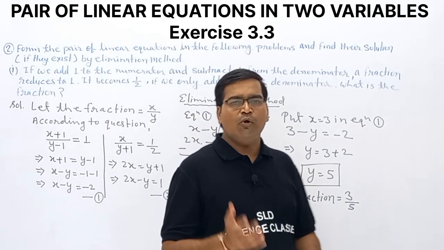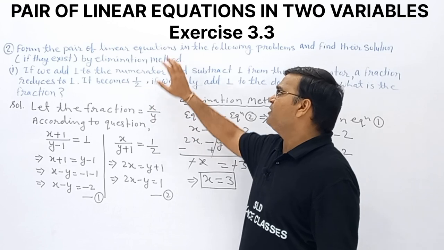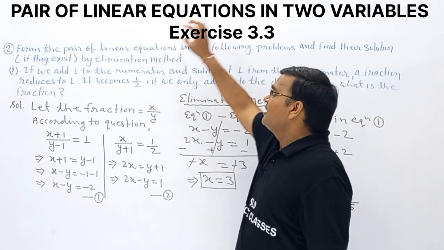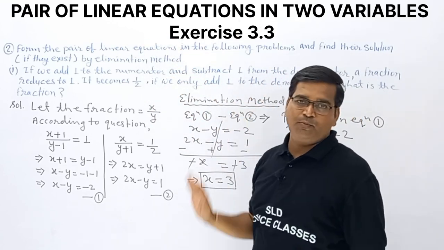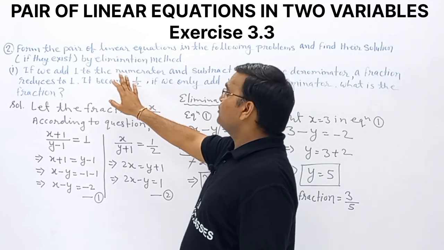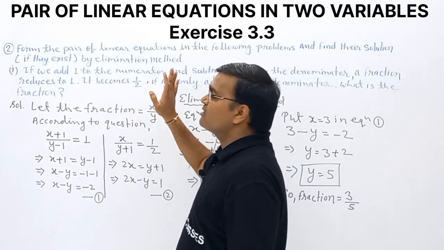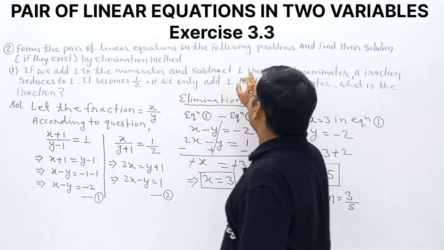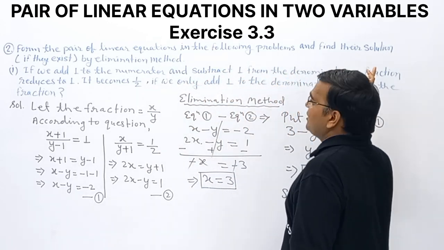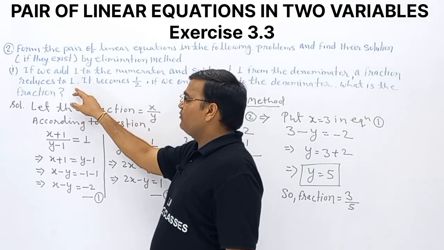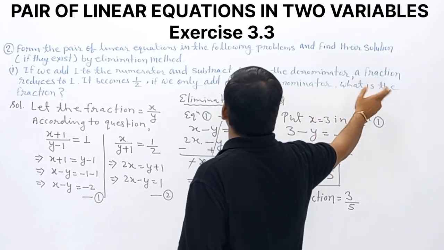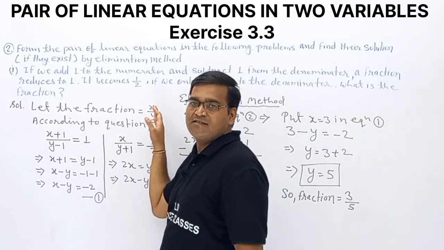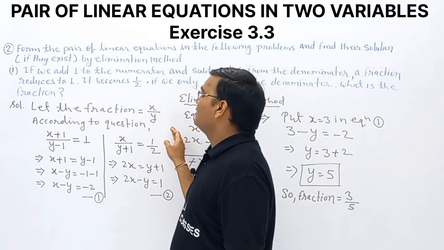Observe what we are doing in this question. Simple question. We require a pair of linear equations, then we will solve by using the elimination method. So first we should understand the situation given to us. If we add 1 to the numerator and subtract 1 from the denominator, a fraction reduces to 1. We want what? Fraction. What is the fraction? So first we assumed the fraction as x upon y.